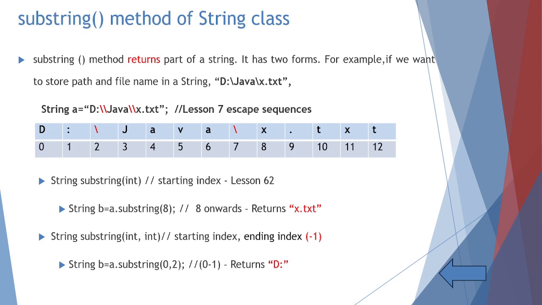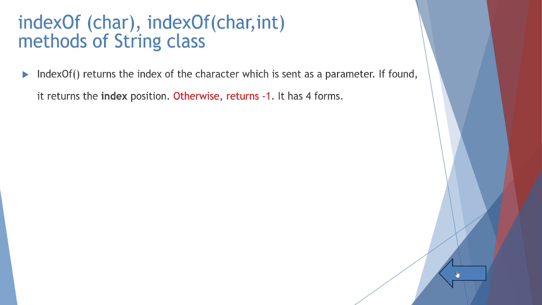Fine. Then comes indexOf, which has four forms, but the first one is indexOf char, and the second one is indexOf char, int. What does it do? It takes the character and returns the integer at which that particular character is present. If it is not present, it returns -1. Very important.